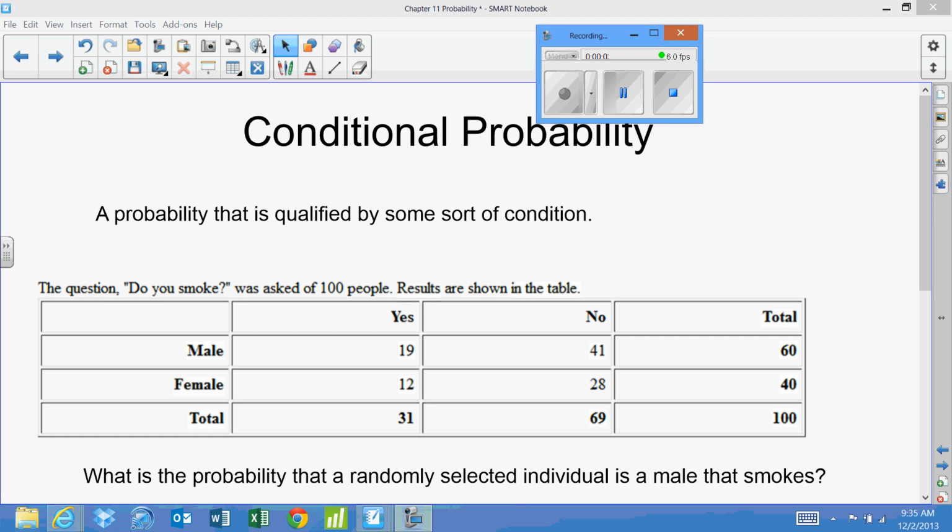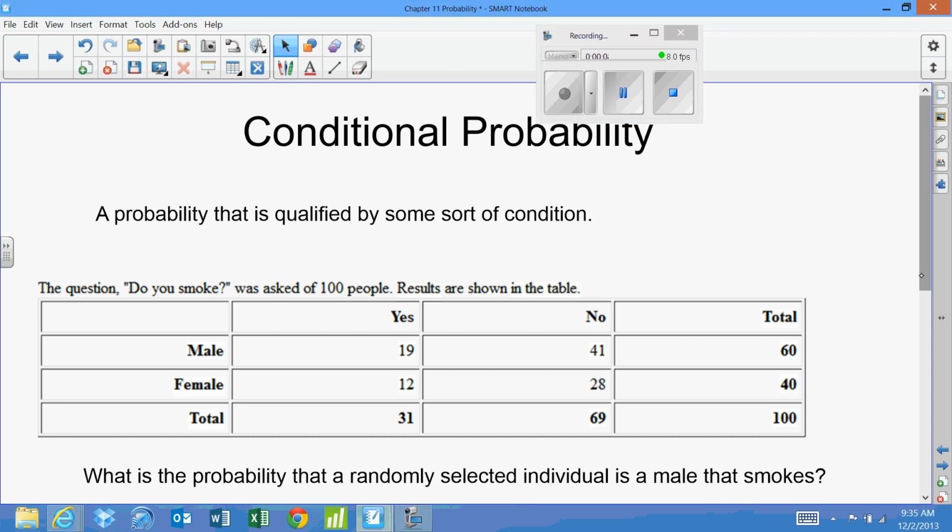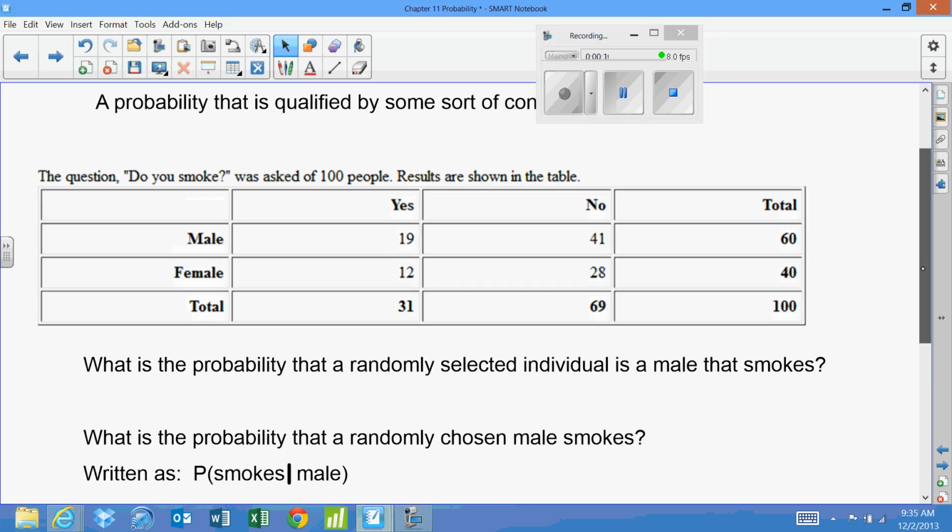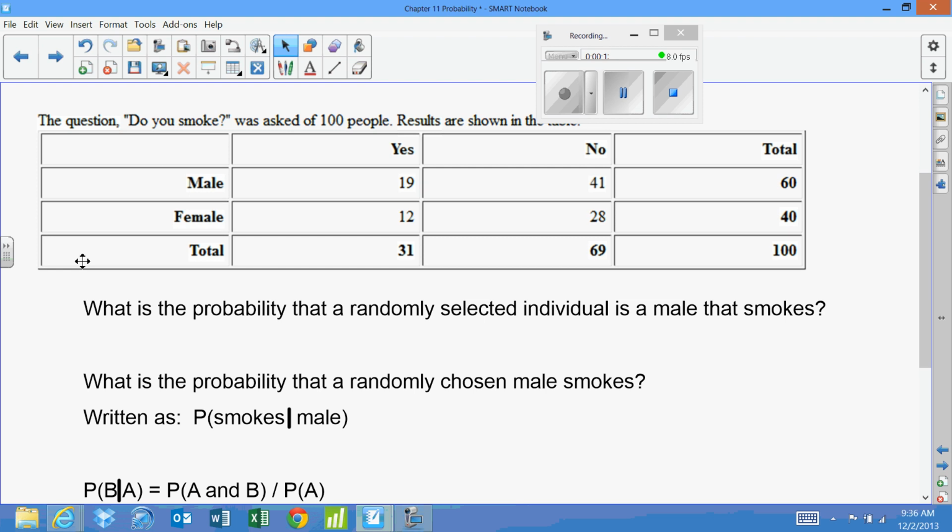A conditional probability is a probability that is qualified by a condition. For an example, they have a table here where they ask, do you smoke? They show the results by male, female, and total: yes, they smoke, no, they don't, and then their totals. So we want to know what is the probability that a randomly selected individual is a male that smokes.